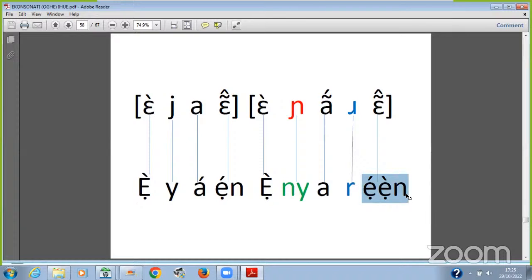So you have enyae, but the full form is enyae, enyae. The R is pronounced in the full form. But if it is elided in rapid speech, you now have enyae, enyae. So you can see why this is correct.